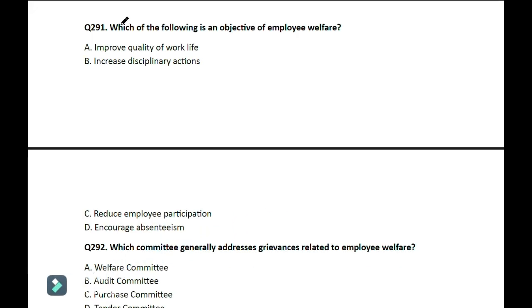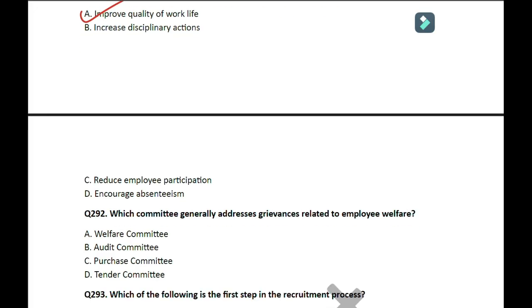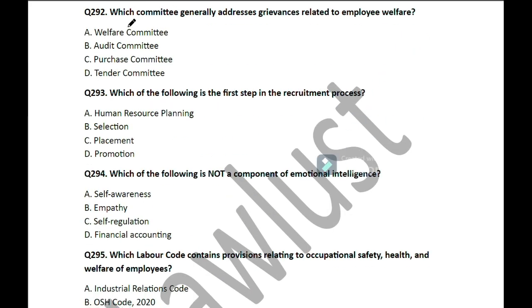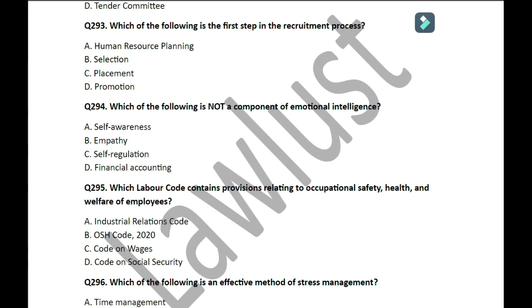So move on to the next question. Question number 291. Which of the following is an objective of employee welfare? So here the correct answer is improve quality of work life. Move on to the next question. Question number 292. Which committee generally addresses grievances related to employee welfare? So here the correct answer is welfare committee.